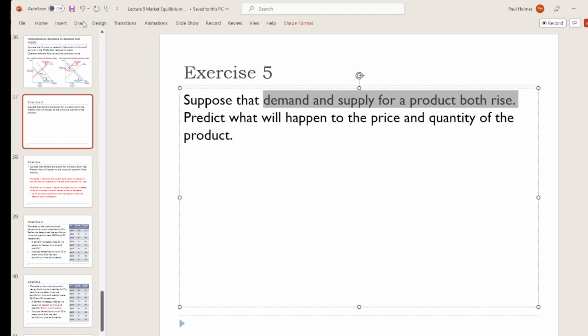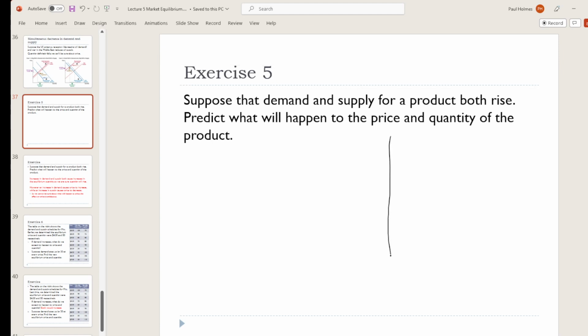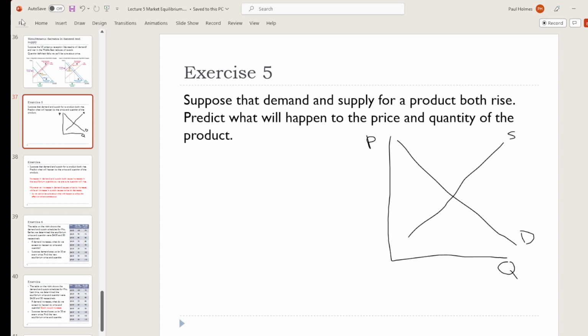You could draw a couple of quick supply and demand diagrams, or you could try drawing it all on the one diagram, but that's actually going to be really, really difficult. And let me show you the problem that you're going to run into. So let's start by trying to just draw a diagram here, a single diagram. Price and quantity, supply and demand, and we've got the supply and demand are both going to rise.